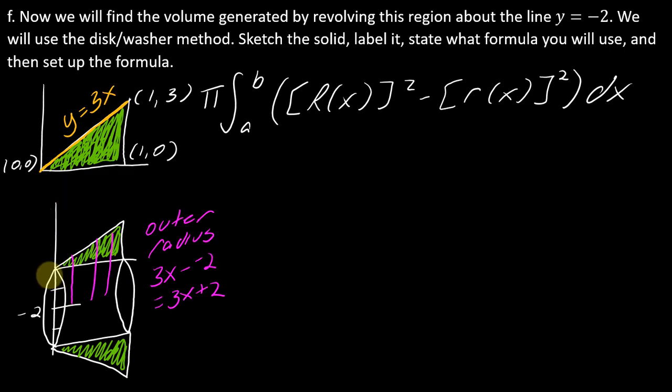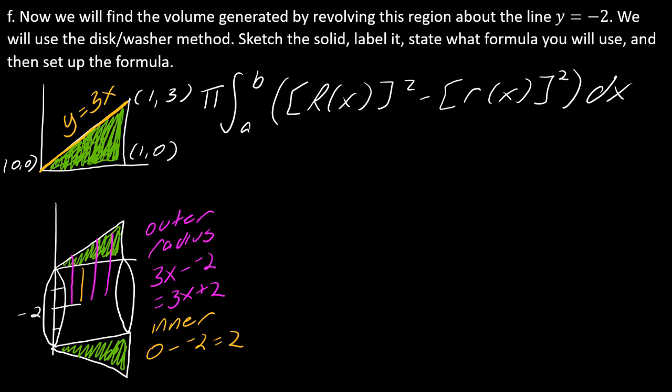So for my outer radius, now I'm using this line here going down to the center. Here's the top, here's the bottom. So for my outer radius, this is 3x and this is -2. So 3x minus -2 will give me 3x plus 2. And then for my inner radius, now it's just this solid. So this is the line 0, and then this is minus -2, so my inner radius is +2.